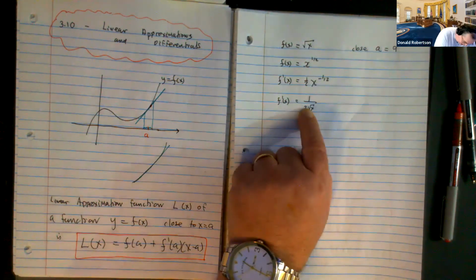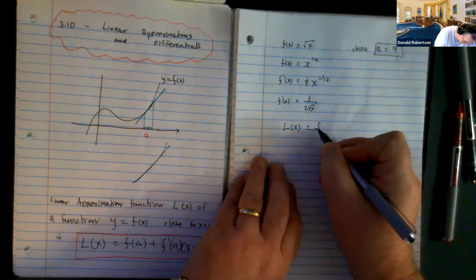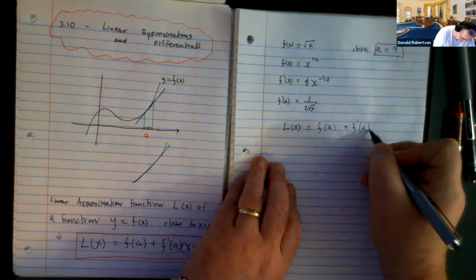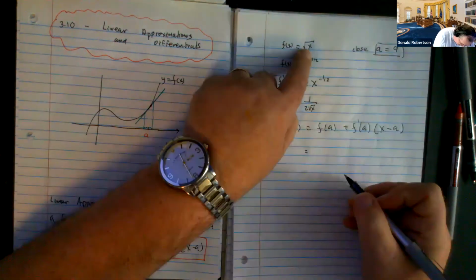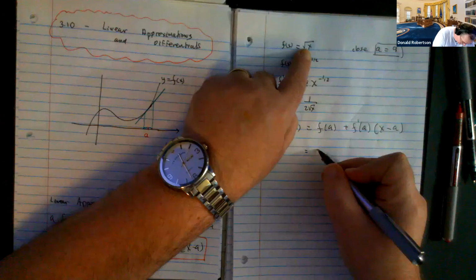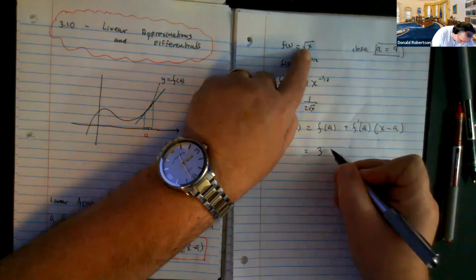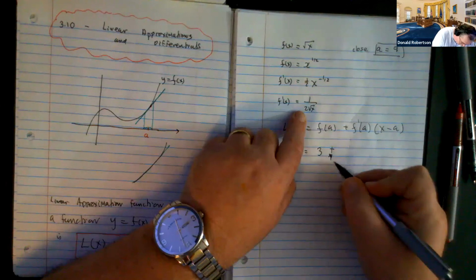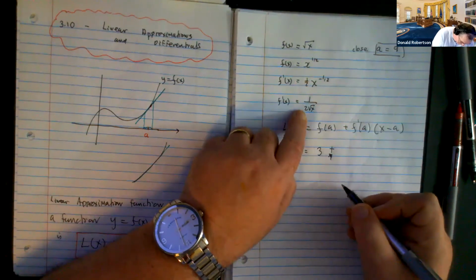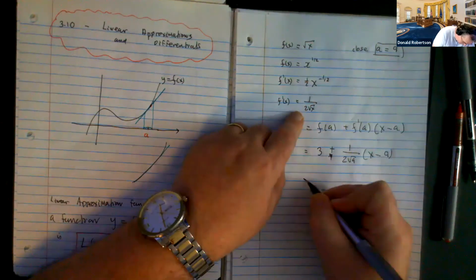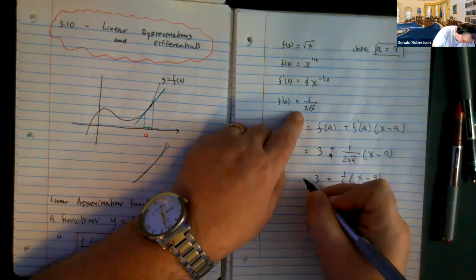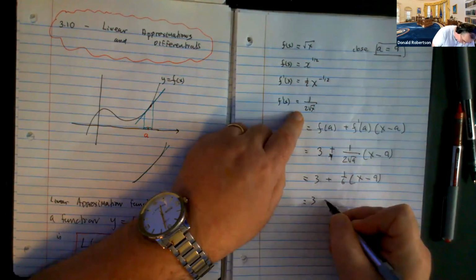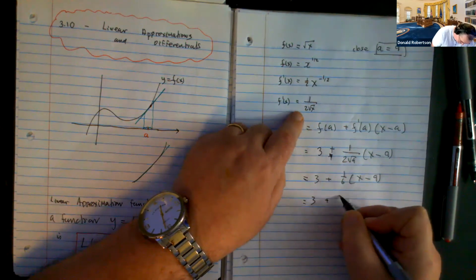Now, since a is 9, the linear approximation function is the value of the function at a plus the derivative at a, times x minus a. Well, the value of this function at 9 is the square root of 9, which is 3, plus the derivative, which is 1 over 2 times the square root of 9, times x minus 9. I'll just tidy that up a little bit. 3 plus a sixth of x take away 9. A couple more lines will be there. Distribute the sixth, so 9 sixths is 3 halves.